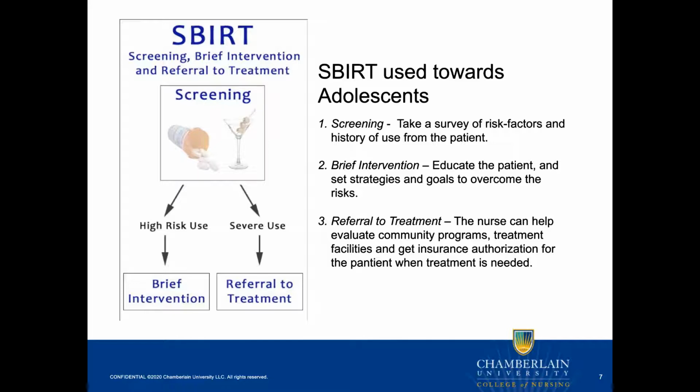Referral to treatment. The nurse can help evaluate community programs, treatment facilities, and get insurance authorization for the patient when treatment is needed. After the referral is made with the patient, follow-ups with the patients and care facilities help ensure continued care and success in treatment.